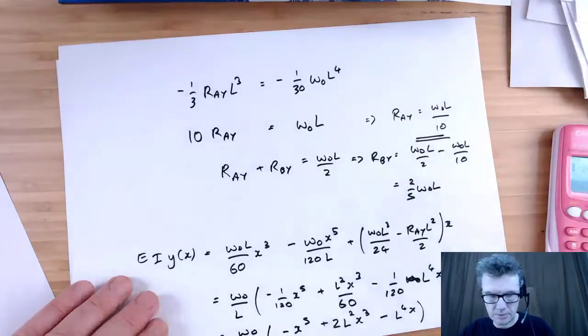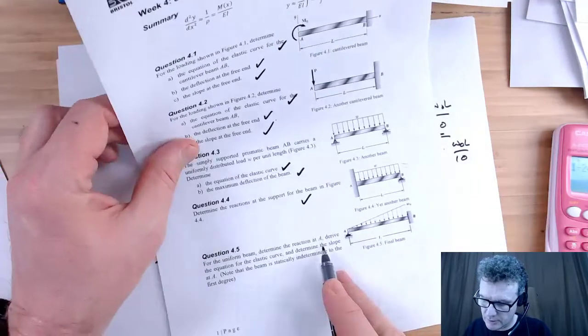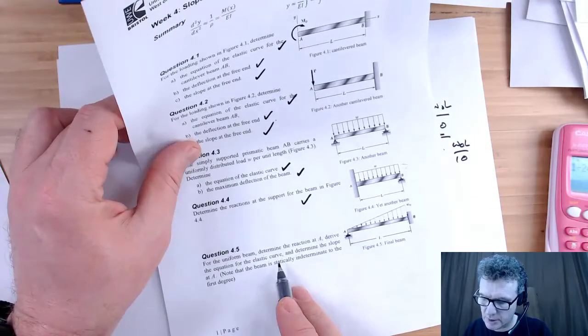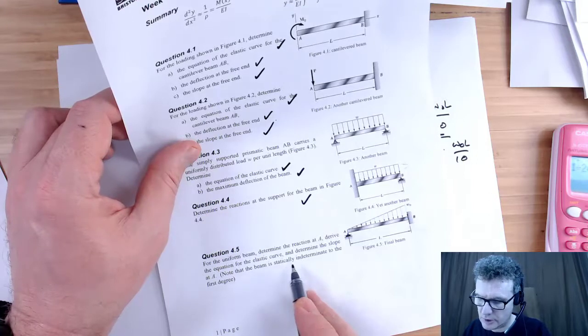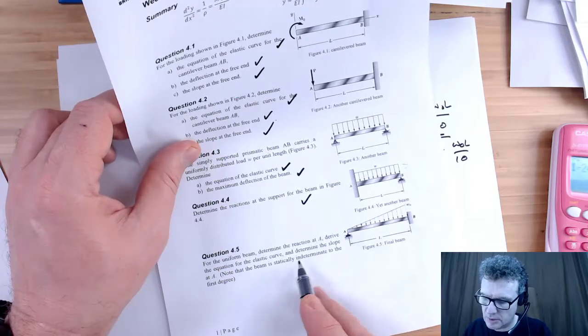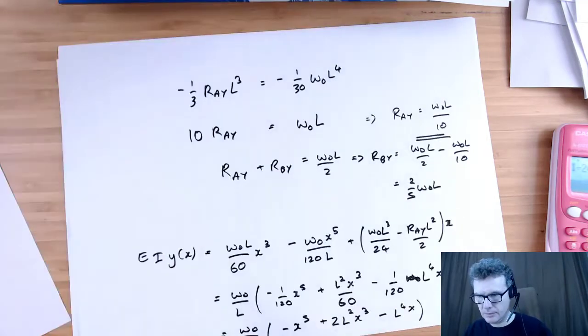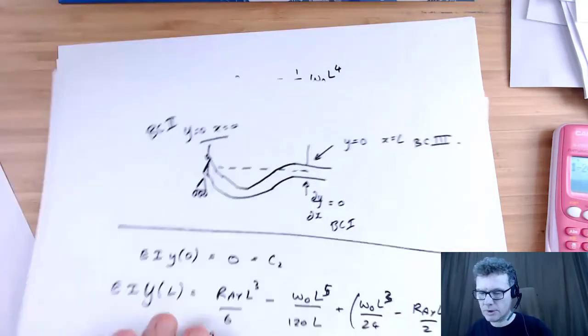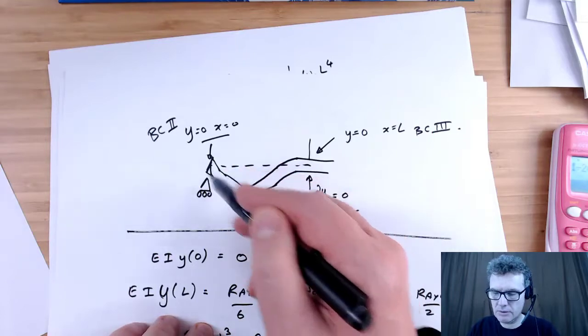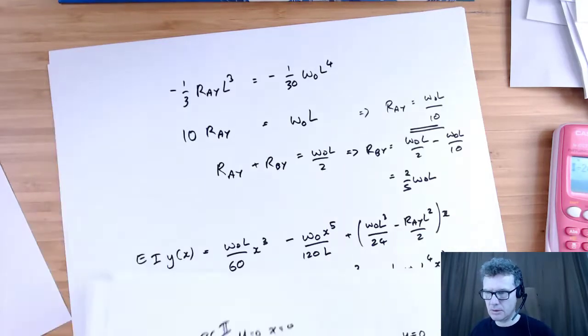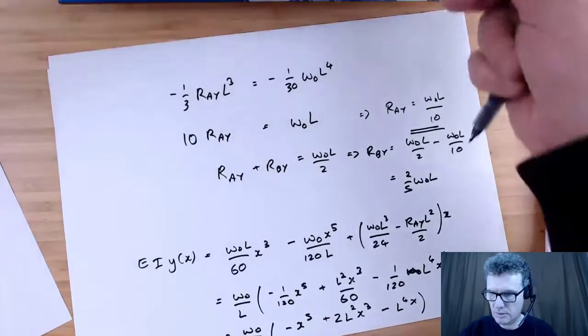But we're still not done, because we found the reaction, we've done that equation, deformation, and we've determined the slope at A. So what I'm expecting is a negative slope here. What do I get?